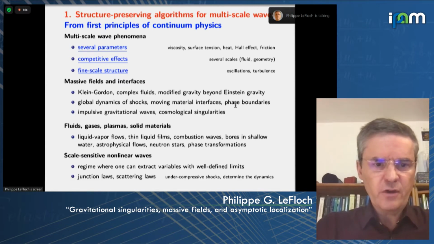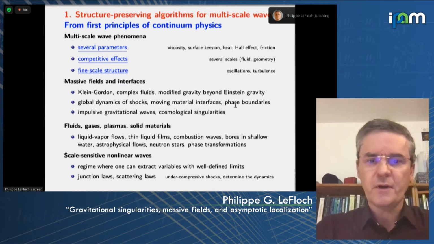So in a regime where you have several scales, it's important to understand what are the variables that have well-defined limits. If you have oscillations, if you have blow-up, you need to extract certain variables that have well-defined limits. So this is part of the mathematical or physical analysis of the problem that you have to do first. What quantities are really meaningful near the singularity, near the interface.